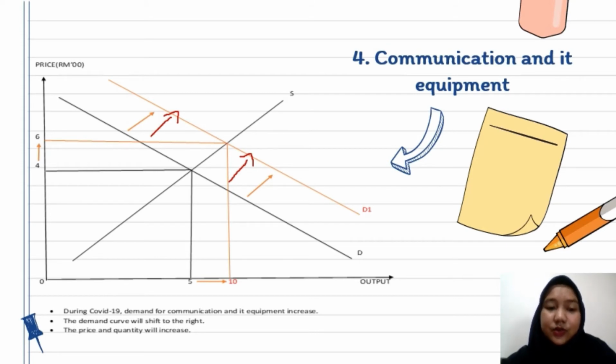So if the demand curve shifts to the right, of course the price will also be different, which is maybe before this the price for the laptop was, for example, 4,000, so it will increase to 6,000.